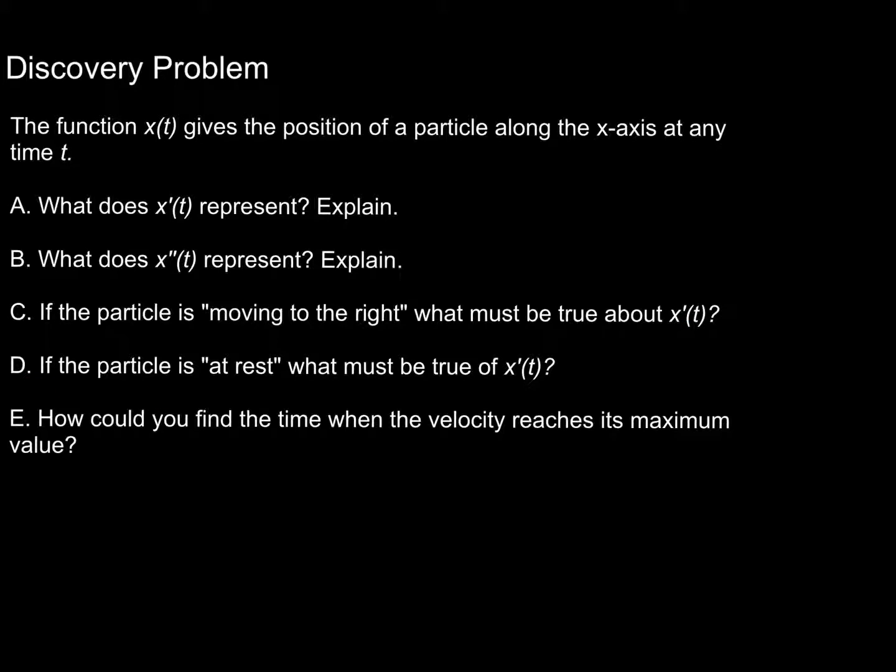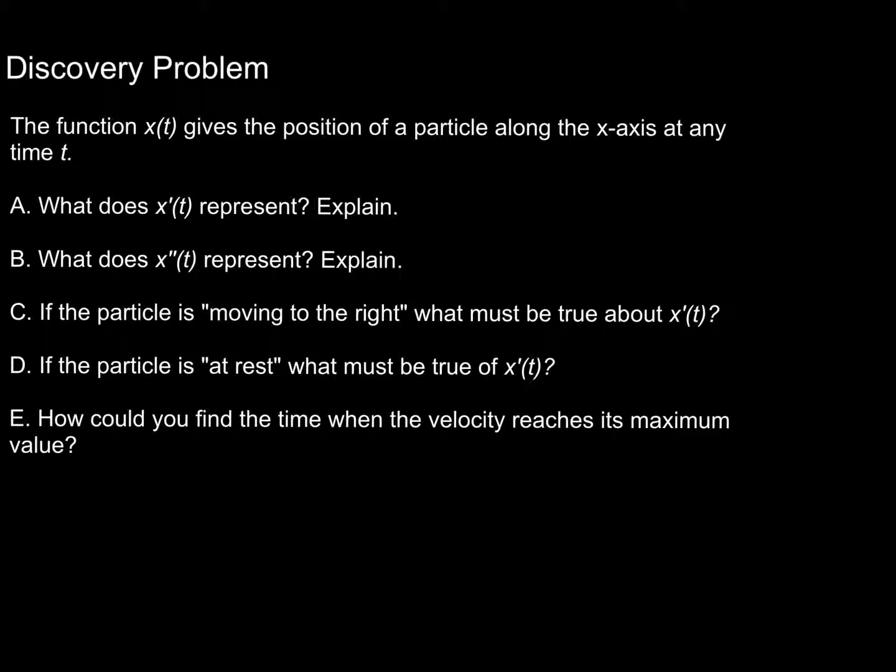If a particle is at rest, what must be true of x prime of t? In other words, the derivative, which is the velocity. Well, if your particle is at rest, that must mean that your velocity is 0, right? Because you're currently not moving at all. So your position is staying the same. In other words, your velocity is going to be 0. You'd have a horizontal tangent on your position function.